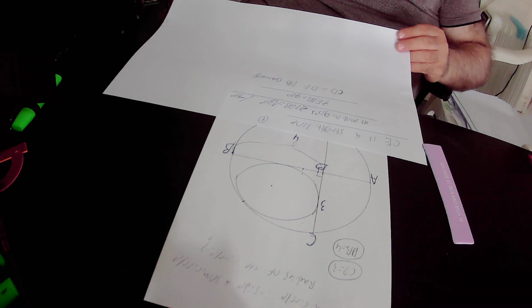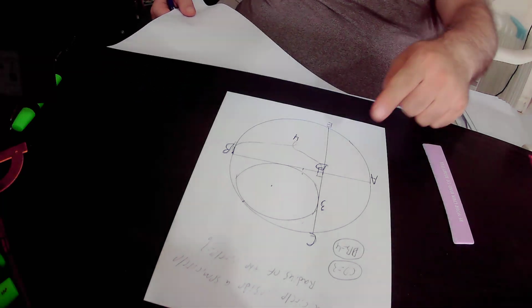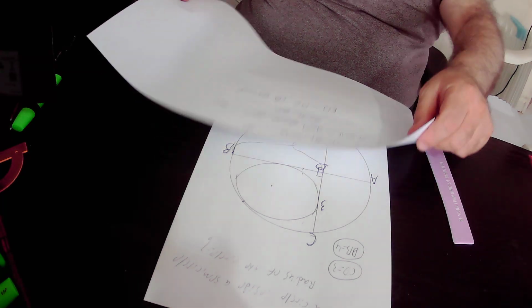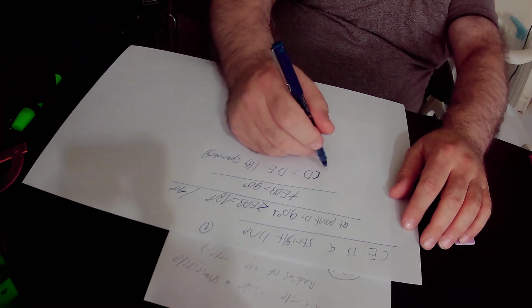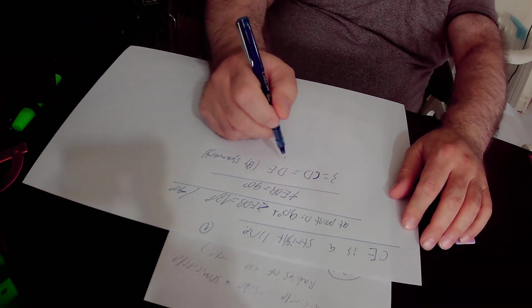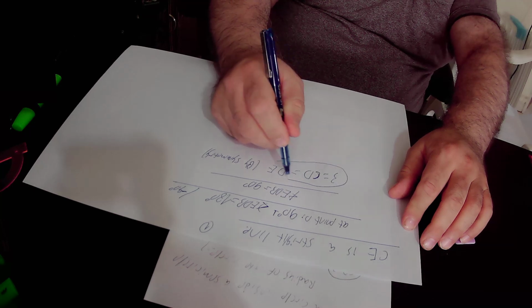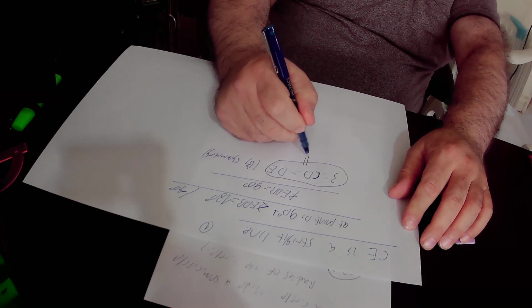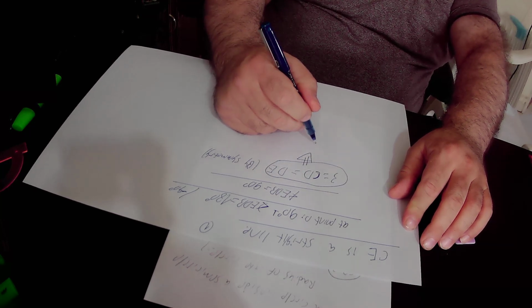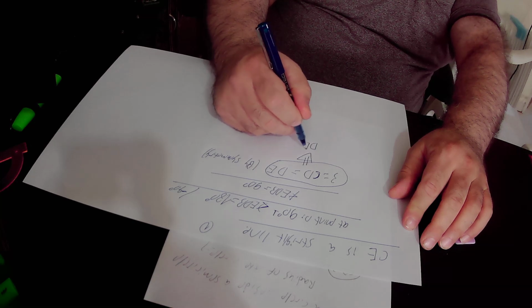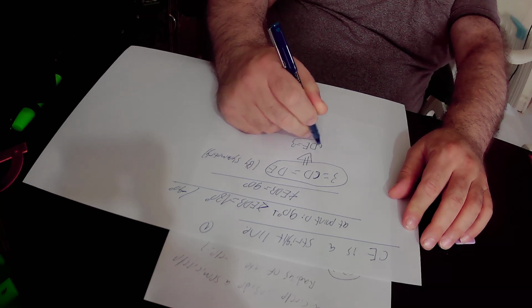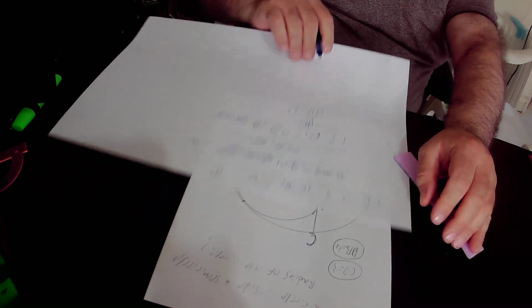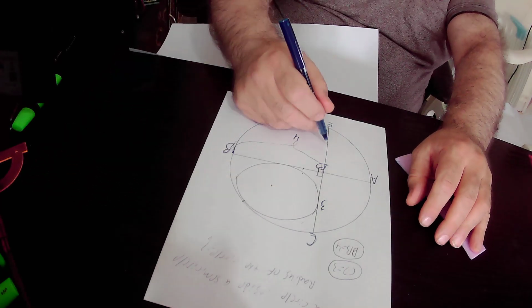But the question gives us that CD equals 3 units. So we can write here that CD equals 3 units. And from this equation, 3 equals CD equals DE, we will derive that DE is also equal to 3 units. So we can write here that DE equals 3 units.